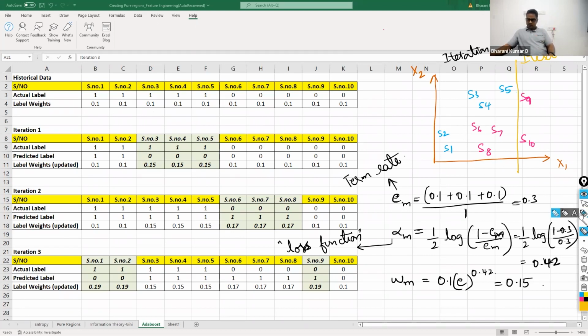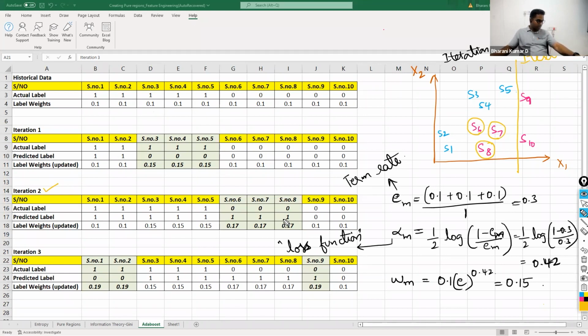I'll bring this line later. So what are the data points which are misclassified here? S6, S7, and S8. Because anything which falls on the left should be blue color, and anything which falls on the right should be pink color. Iteration 2 is done, and I got 6, 7, 8 as misclassified entries. But how are the weights changed? You need to give more weight to those entries which are misclassified.